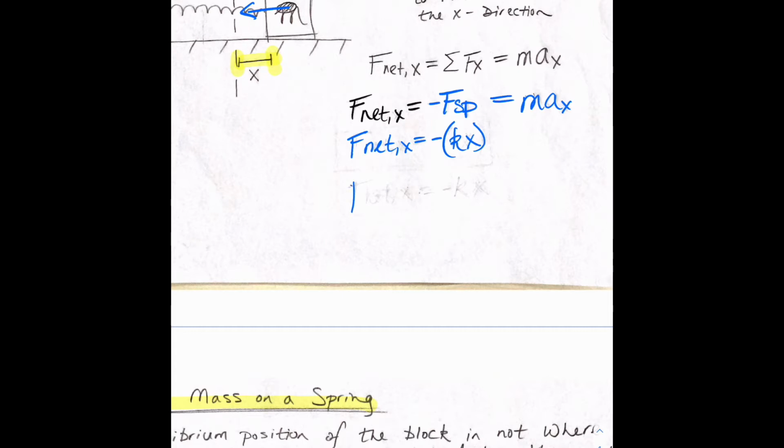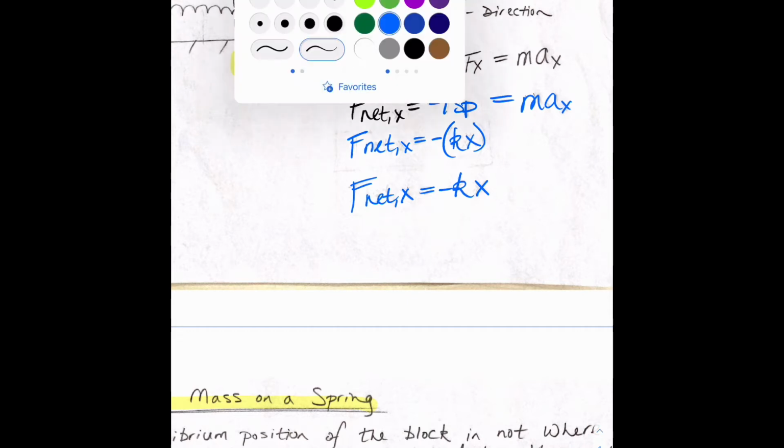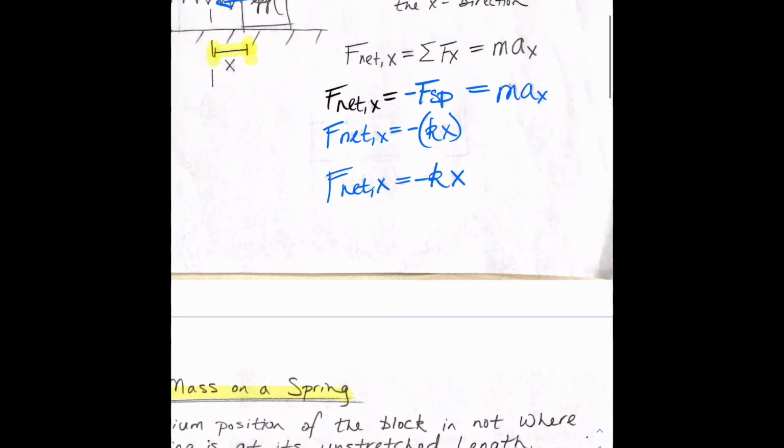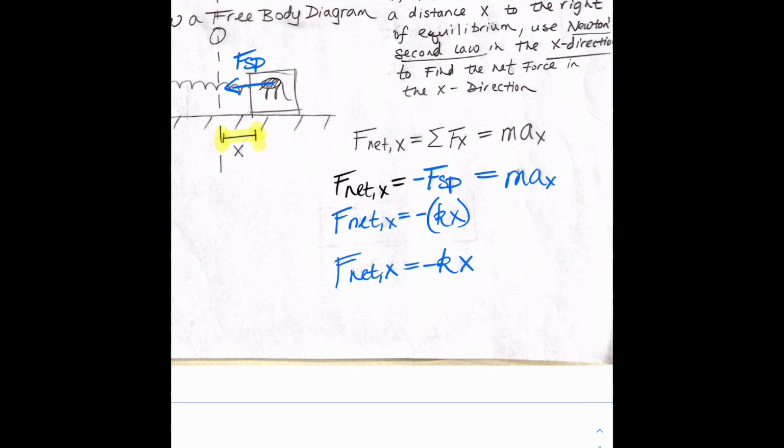We can then go ahead and write out F net in the x direction is negative kx. And so what we see here is similar to Hooke's law, and we can see that the net force is a linear restoring force, right? Because we move the object to the right, and force spring points in the negative direction, or the net force points in the negative direction, and the two are proportional because k is constant. So because k is constant, F net in the x direction is proportional to x.